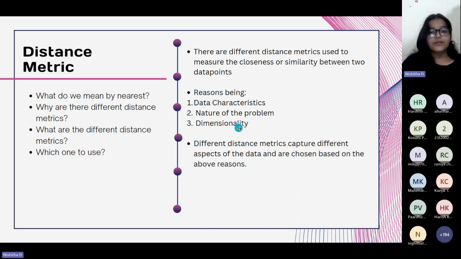And there's another problem known as dimensionality. Basically, when you have a large number of features, or a large number of dimensions, almost all the data points become equidistant from each other. This is a phenomenon that occurs when we have a large number of dimensions. So using Euclidean distance over here can actually make no sense because almost everything will have the same distance value. Keeping all these reasons in mind, we have different distance metrics. They basically capture different aspects of the data and are accordingly chosen.